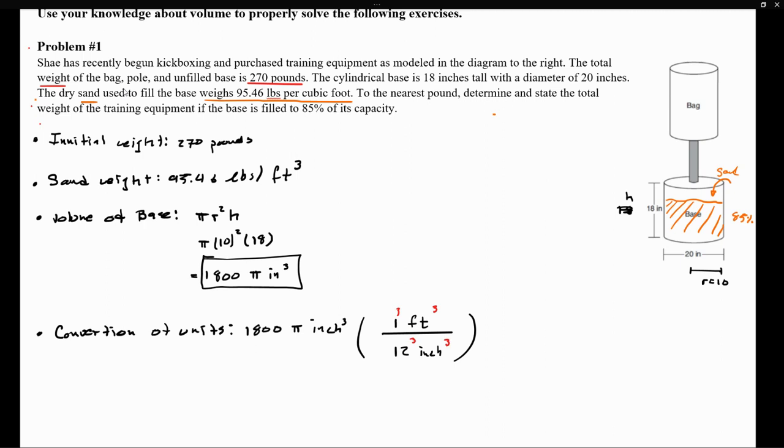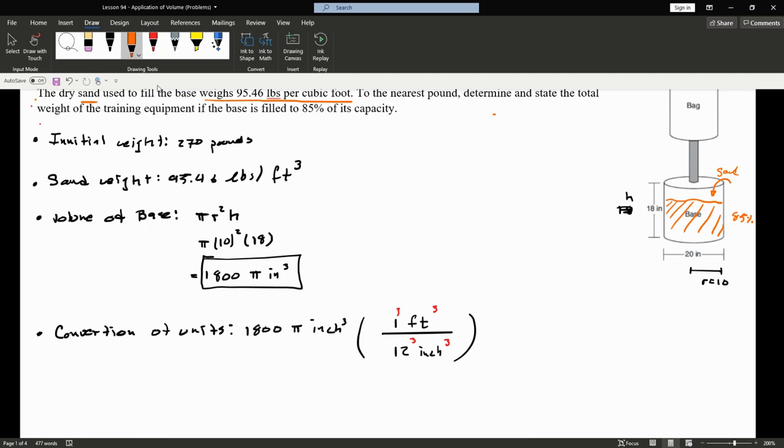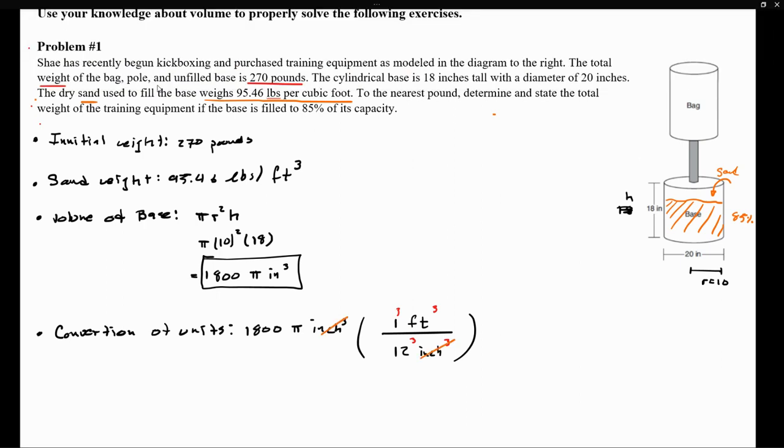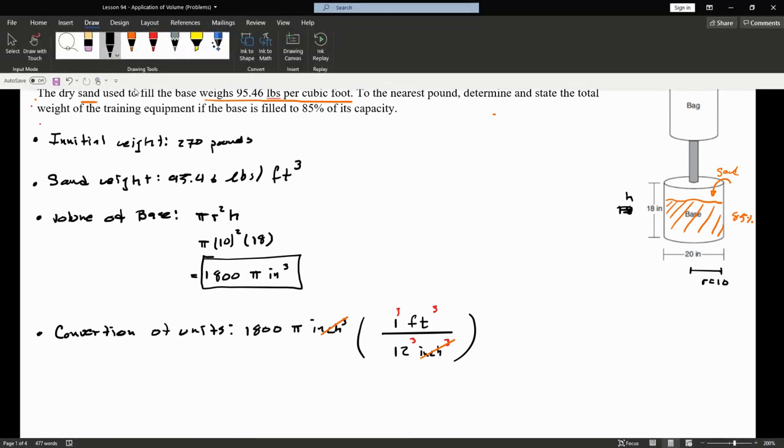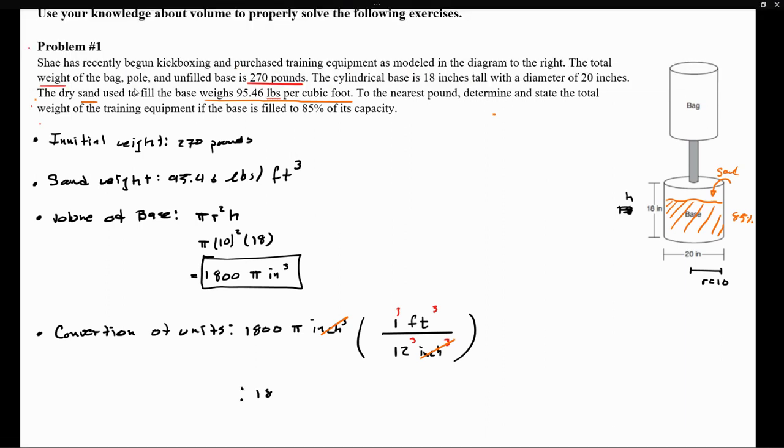So if I know that 1 foot is equivalent to 12 inches, therefore, if I raise everything to the third, I will have the units that are going to match up here. And by doing this, notice that the units of inches cubed are going to cancel out with the units of inches cubed. So if I simplify this, what I'm going to have is the following. I'm going to have 1,800 pi, and again, the inches cancel out with these inches, times 1 to the third, which is exactly just 1, feet cubed over 12 cubed.